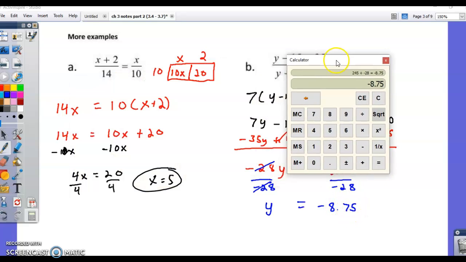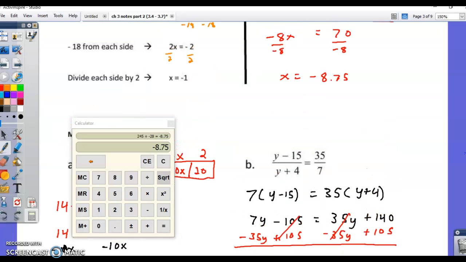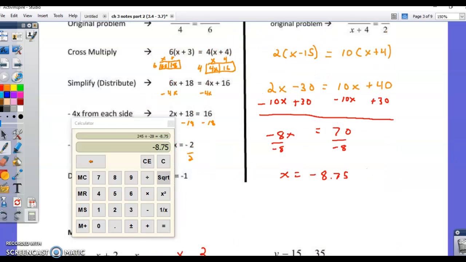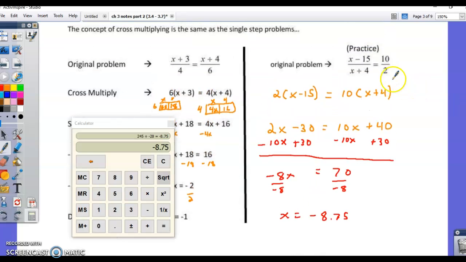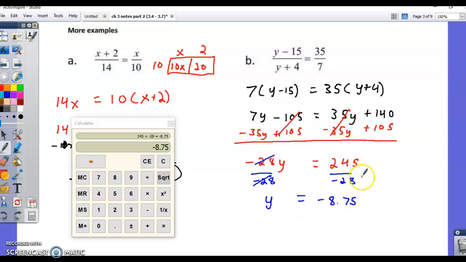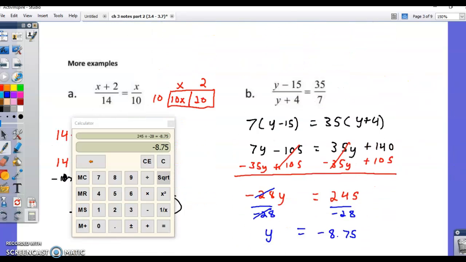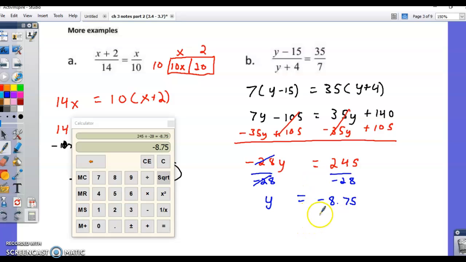Wait a second. Well, it was just like the problem up here, I think we did, right? Negative 8.75. Oh, it just randomly comes out to the same one. That was unintentional. Did not mean to do that.